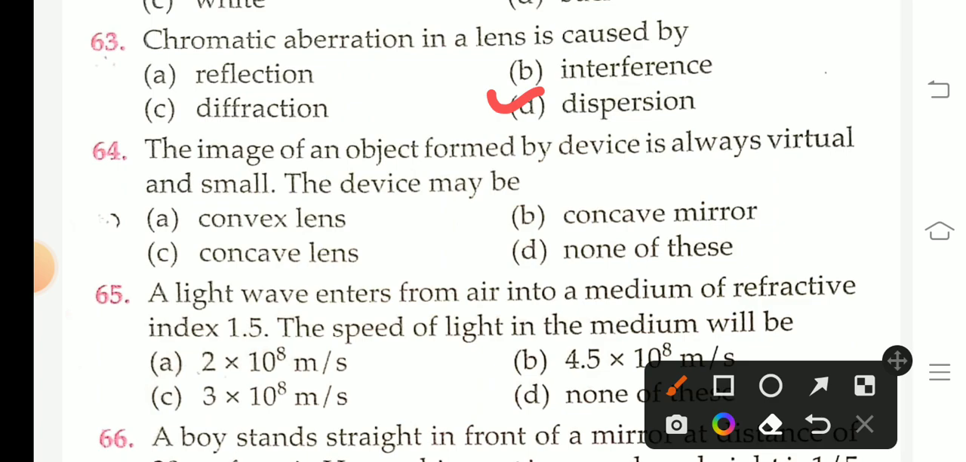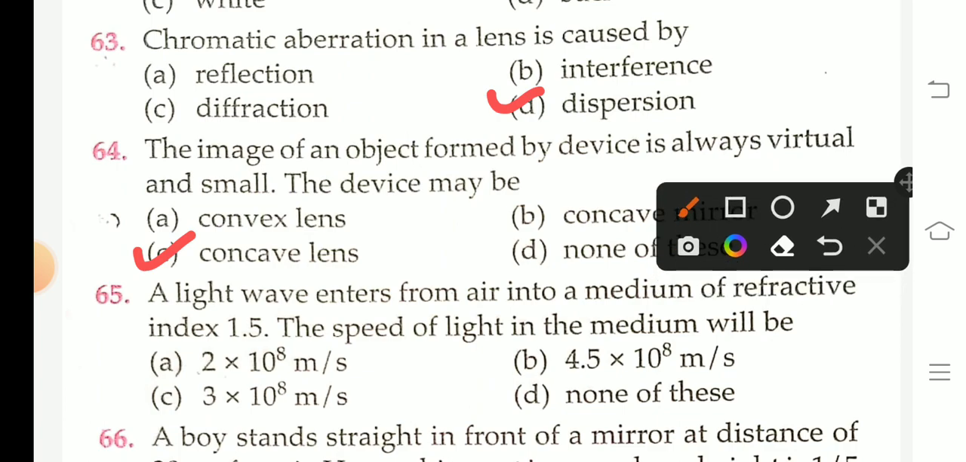Next, the image of an object formed by a device is always virtual and small. And the device may be. Right answer option C, concave lens. Next, a light wave enters from air into a medium of refractive index 1.5. The speed of light in the medium will be. Right answer option A, 2 into 10 to the power 8 meter per second.